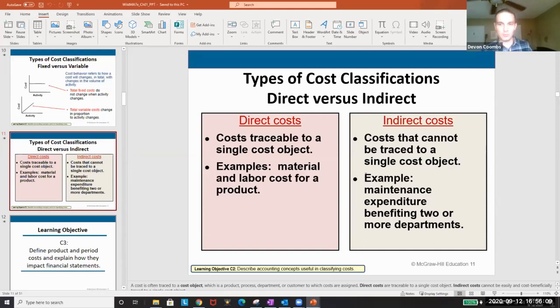But indirect costs are a little more difficult to trace, right? Or not even possible to trace. So an idea here would be your overhead for the factory, your electricity for the factory. How would you allocate that to a computer? We really can't trace that directly to a computer, right? The example we gave here is maintenance expenditure benefiting 2 or more departments. If you have someone maintaining the machinery that builds computers, but also the machinery that builds phones, how would you classify that labor? That labor really can't be directly traced to the laptop.